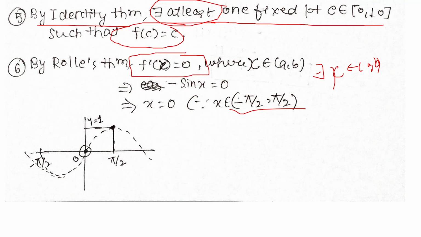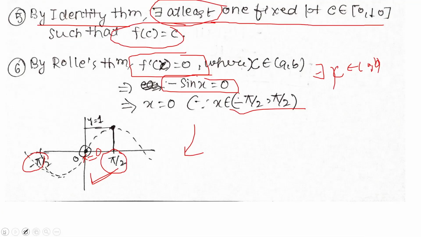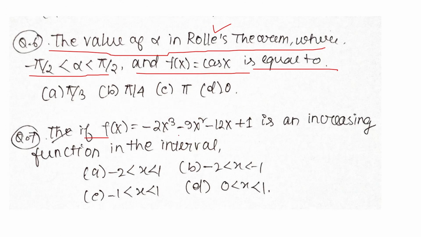So the differentiation of cos x is minus sin x, and in between minus pi by 2 and pi by 2, sin x can take value 0 only when x equal to 0. This is the graph I have shown here for your ease. Option D is the correct answer for question number 6.